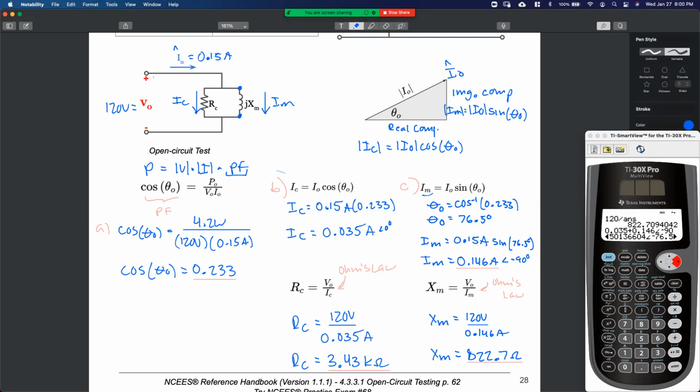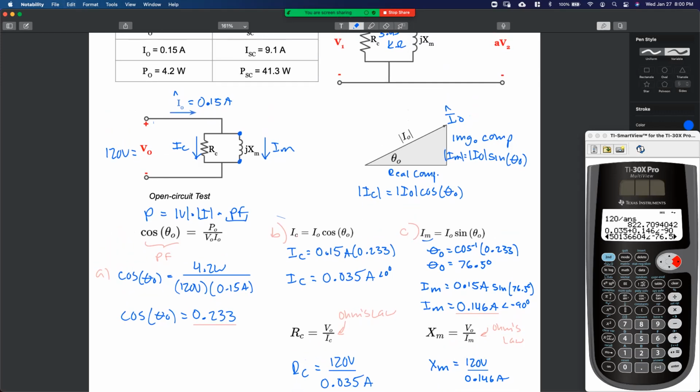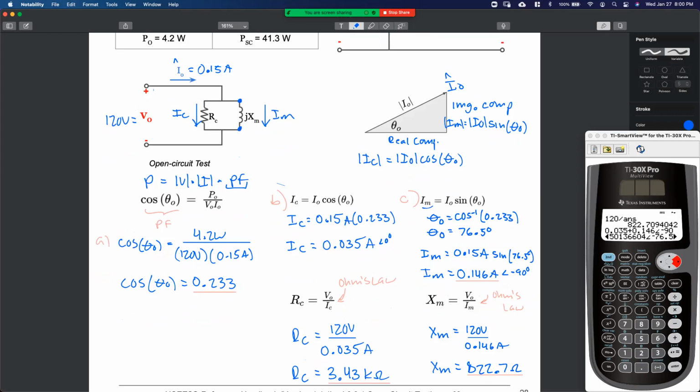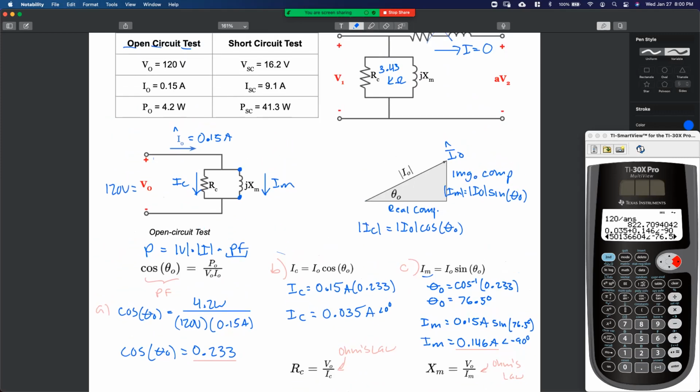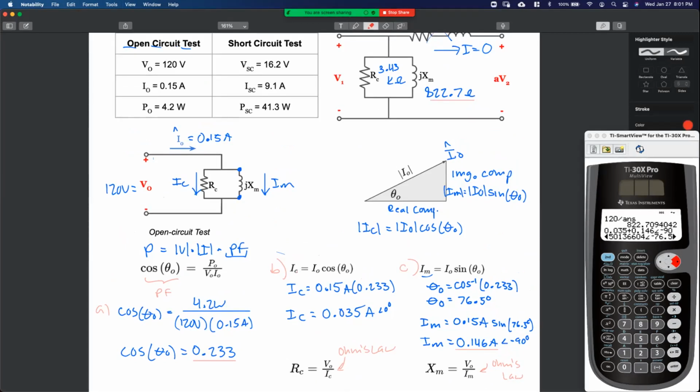Why was I of M negative? Really, I should have drawn this upside down. So this is R of C, and this is plus J X of M. Okay. All right. So what was X of M? 822.7 ohms. All right. That's the open circuit test.